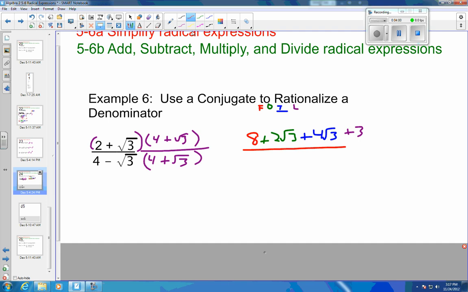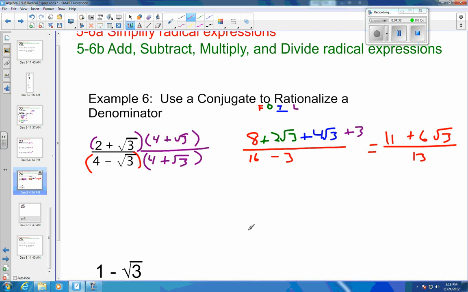And then on the bottom, well, we know that this is same numbers, one positive, one negative, so we're going to square the first one, so that's 16. Subtract square root of 3 times square root of 3, which is just 3. Then you're ready to combine like terms. So 8 plus 3 is 11. 2 square roots of 3 plus 4 square roots of 3 is 6 square roots of 3. And 16 minus 3 is 13. And 13 is not divisible into these two things, so we are done. It is reduced. That's your final answer.